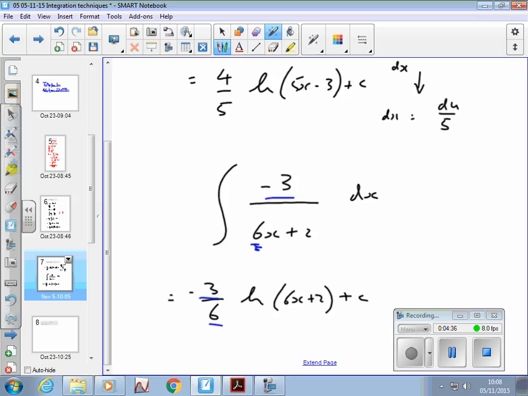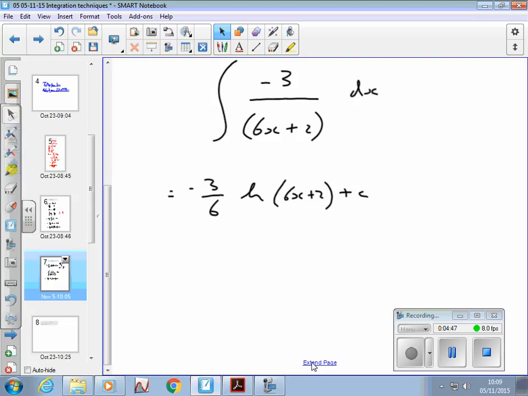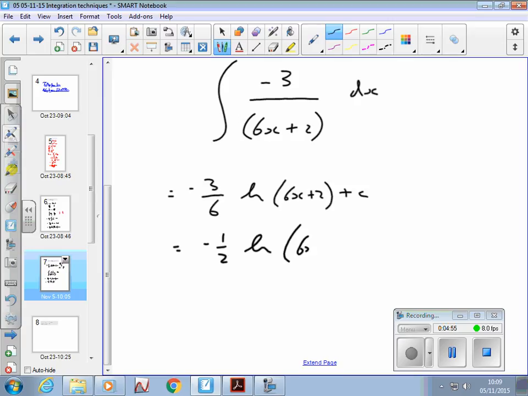As easy as that. Because I know that when I differentiate 6x plus 2, I'm just going to end up with 6. Finally, I can simplify that, can't I? To get what? Minus a half log of 6x plus 2, plus c.